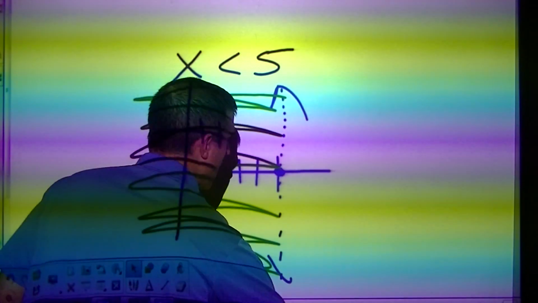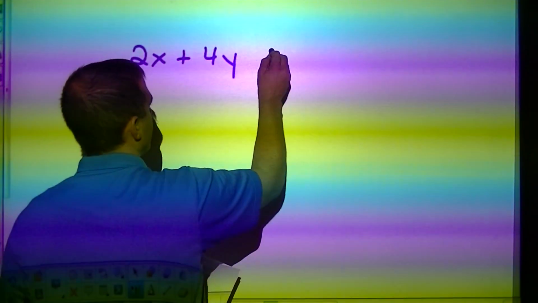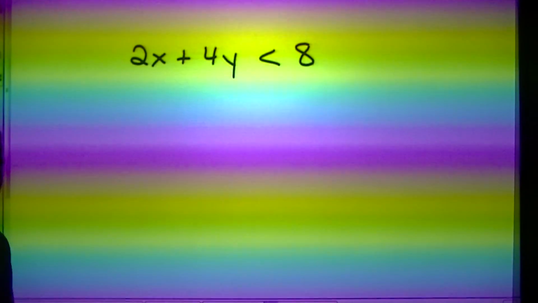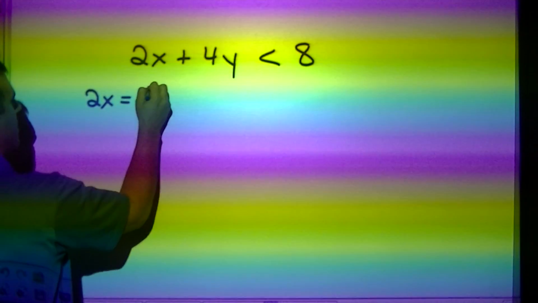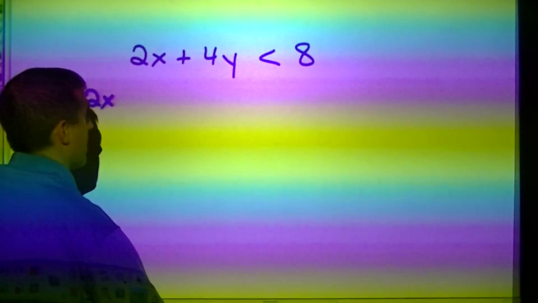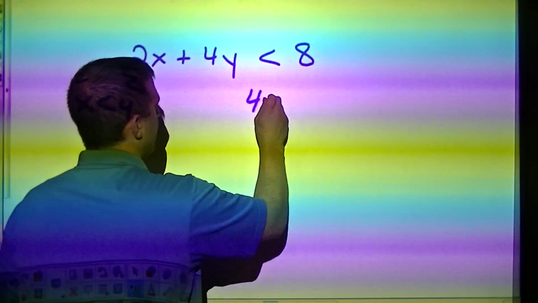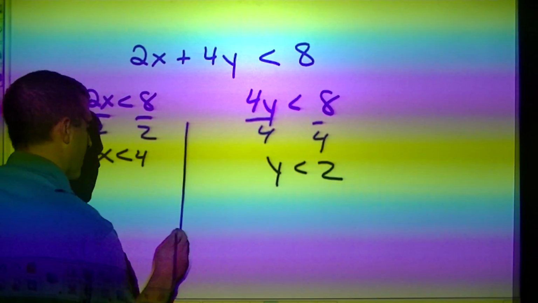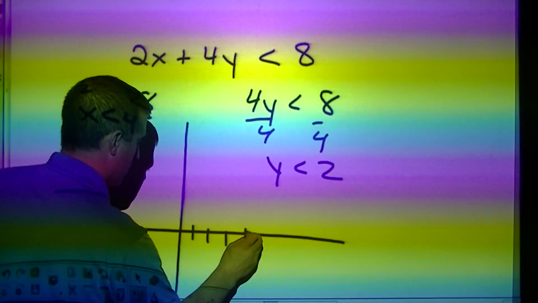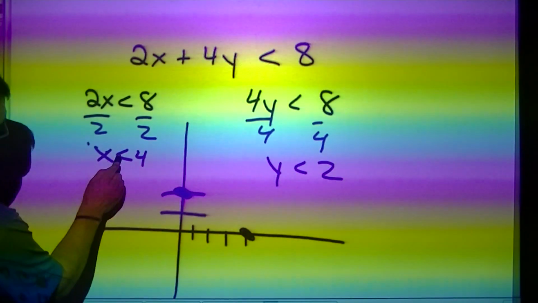Now, I want to switch gears for a second and go to the other type of graphing, which is graphing ones like this. What I'm going to do is solve them the same way I've done before. I'm going to put my little inequalities here. 2x is less than 8. I'm going to divide by 2. x is less than 4. I'm going to take 4y, divide by 4. y is less than 2. When I go to graph that, x is 4, 1, 2, 3, 4. y is 2. Now, same thing, my inequality is this, so I'm going to have a dashed line.